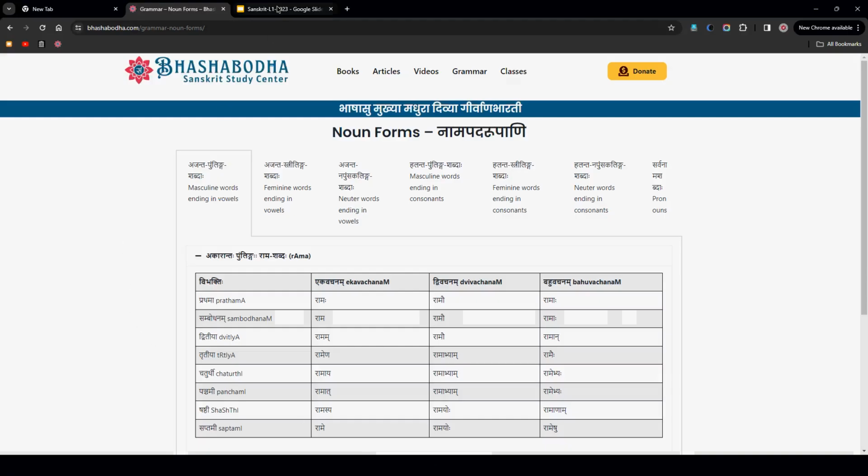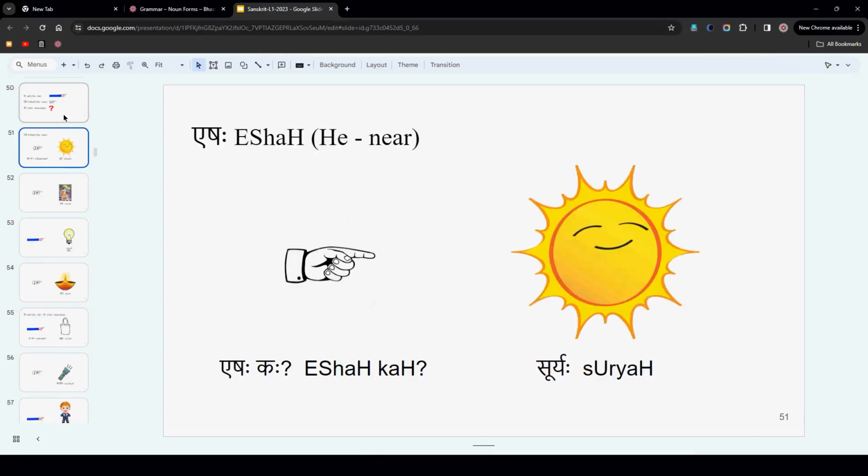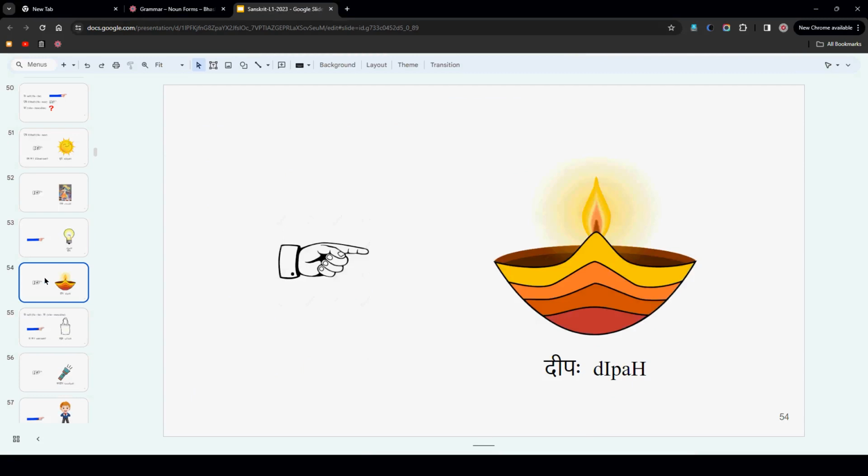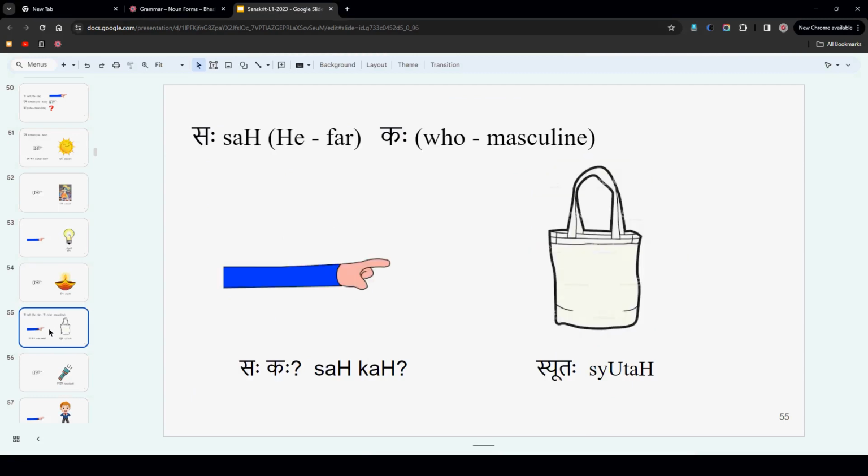And in the slides here, there are many more examples which we have seen last time. Eshaha, so Suryaha, Ramaha, Deepaha, again one more Deepaha, Syutaha, etc. As an additional thing here, we have introduced the word called Kaha. Kaha means who, in the sense of a question. Saha kaha, we can ask this question. Saha kaha means who is that? And the answer would be saha syutaha. Or you can just say syutaha, but you can also say the complete sentence. Saha syutaha asti. That is the bag.